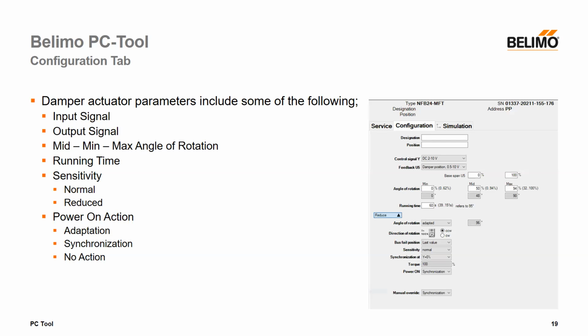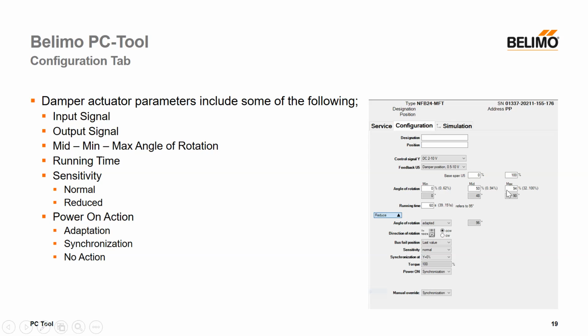Some of the things we can change on the configuration tab, one of the most common things is the input signal. Do we need 0 to 10 versus 2 to 10? Does it need to be a variable DC input like 6 to 9 volts or something like that? So you can see we can change that here on control signal Y. We can change that feedback. If for some reason the feedback needs to match the output signal, like again, if it's an oddball signal like a 6 to 9 volt DC, we can change that there.